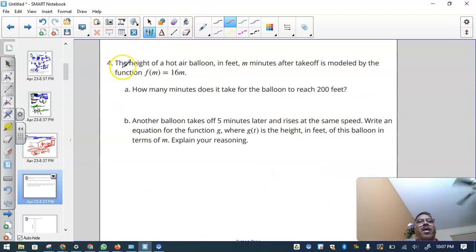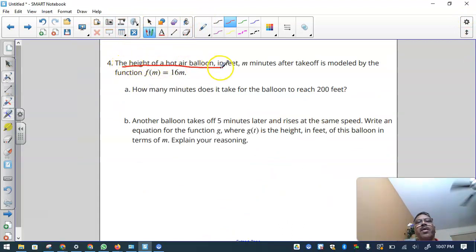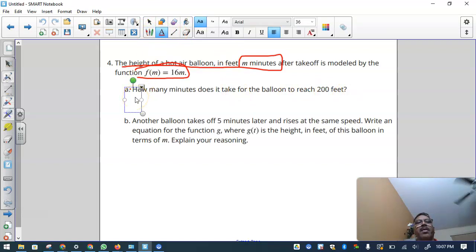Okay, question number 4: the height of the hot air balloon m minutes after takeoff is given by this function. The question is how many minutes does it take for the balloon to reach 200 feet? So what you do is put in 200 for the height. So you have 200 equals 16m, and you want to know how many minutes, m, so we solve for m.